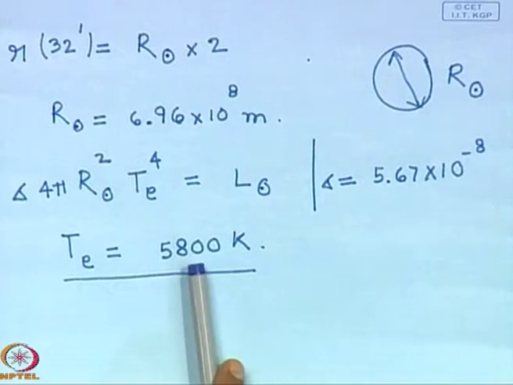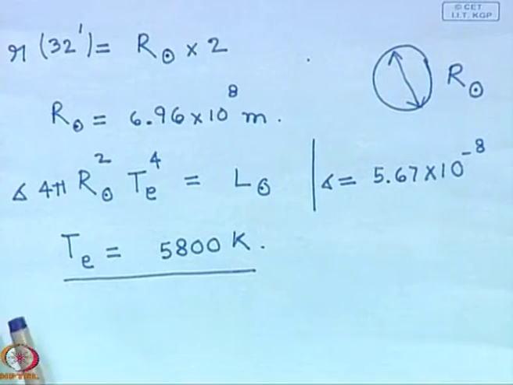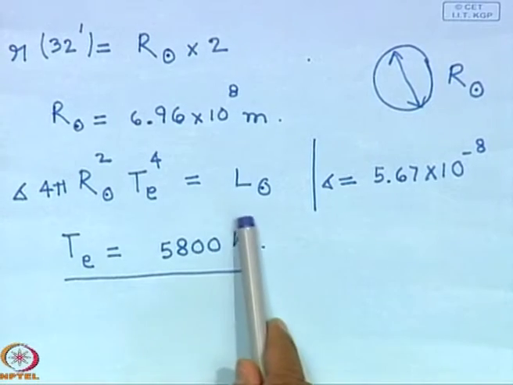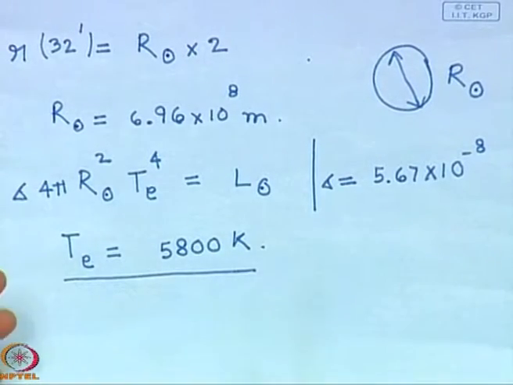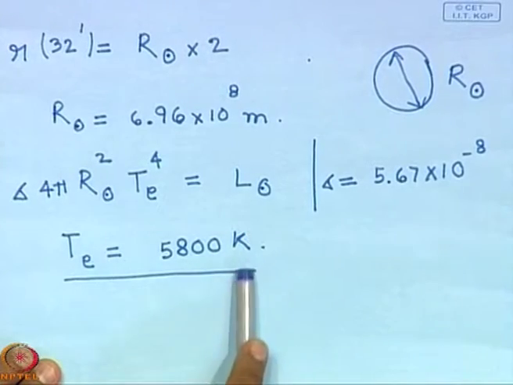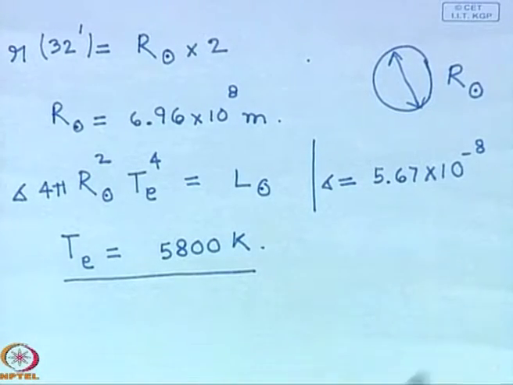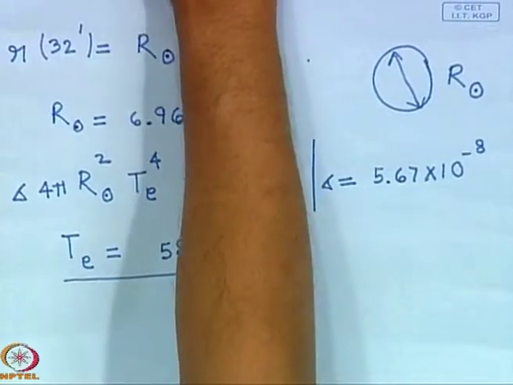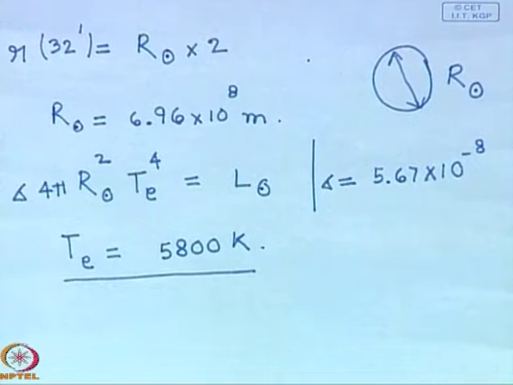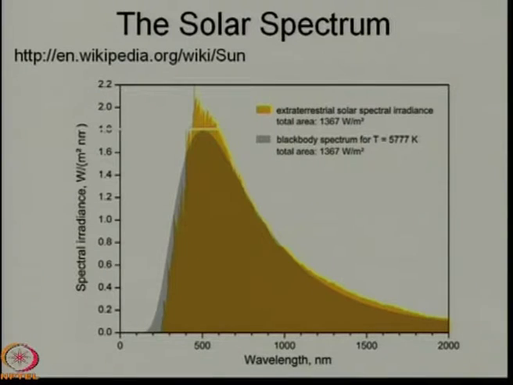Okay. To do this, you just have to compare the spectrum of the solar radiation which is incident on the earth, which you can measure, with the black body spectrum with this temperature. So, this shows you the solar spectrum, and let us take a look at this picture.